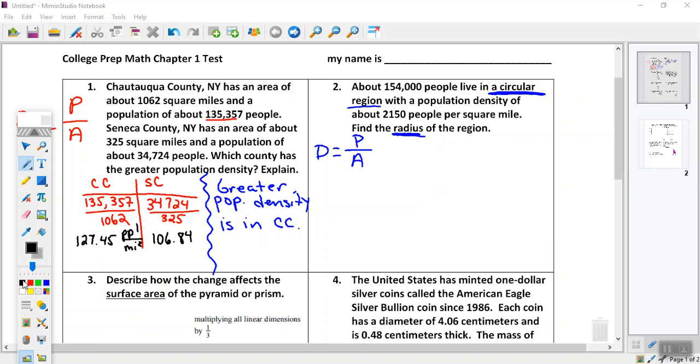Yep, 2,150. It says right here you have a density of 2,150. That's going to take the place of D. Here we go. Do we know P? Do we know the population, in other words? Yeah. What's that value? 154,000. Okay, now I could, kids, do this a couple of different ways.